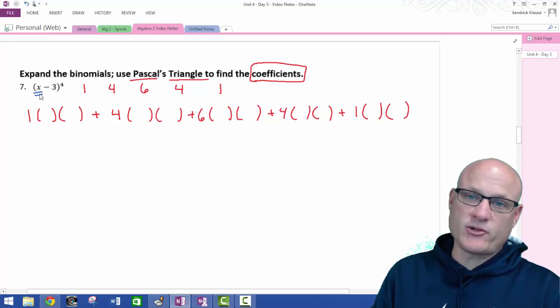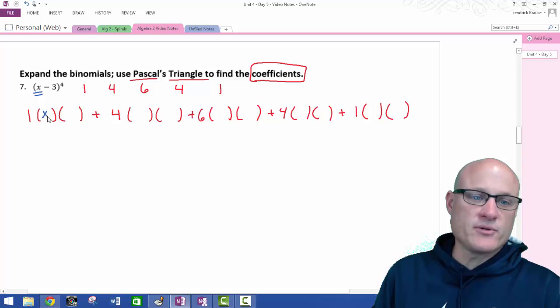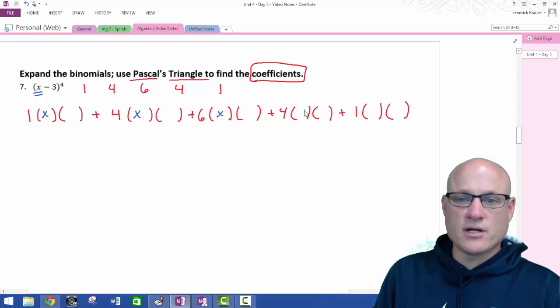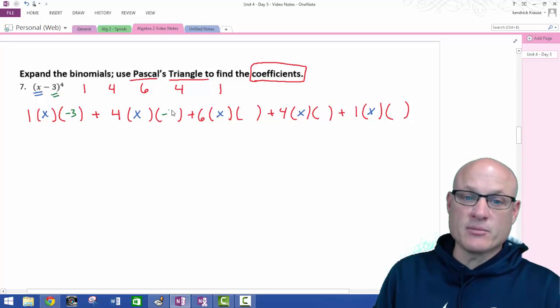Now, in the first parentheses goes whatever is the first term in this binomial. Remember, this is binomial expansion. We're taking a binomial and raising it to the 4th, the 5th, the 6th, the 7th, the 8th power. In this case, to the 4th. So whatever is here goes in the beginning one: x, x, x, x, and x. In the second one, we're going to put negative 3. Yes, I know that's minus 3, but think about it as being a negative 3, because if you were doing distribution, you would be multiplying a negative 3 times whatever.